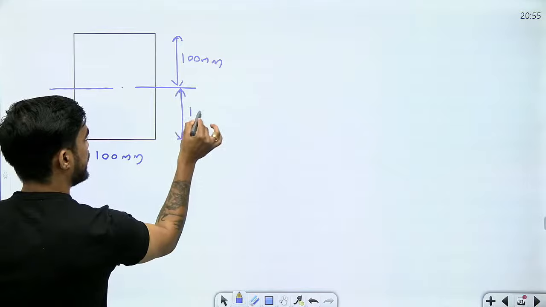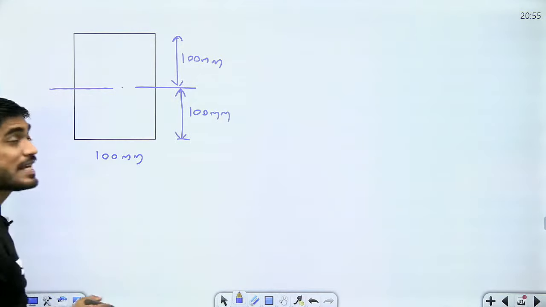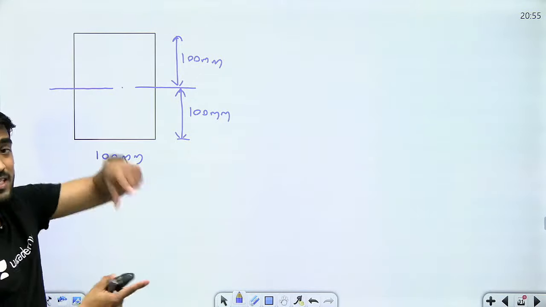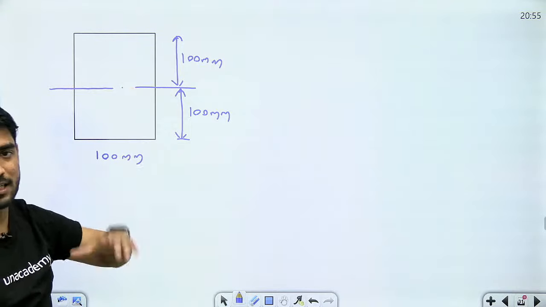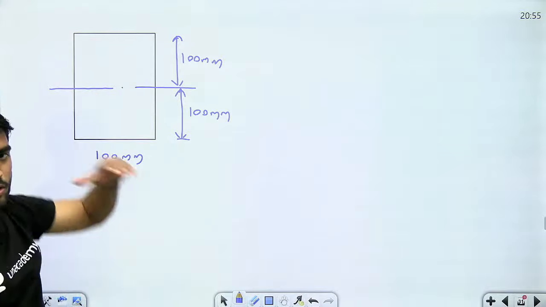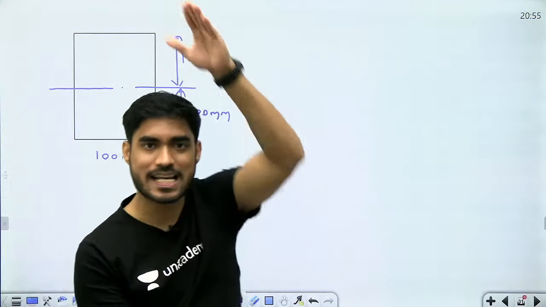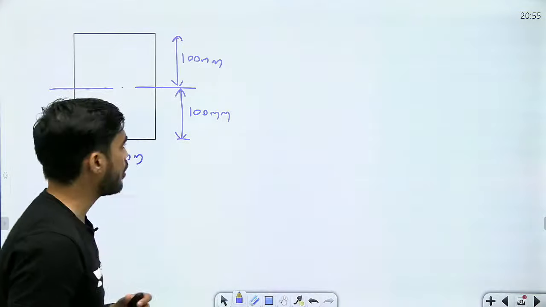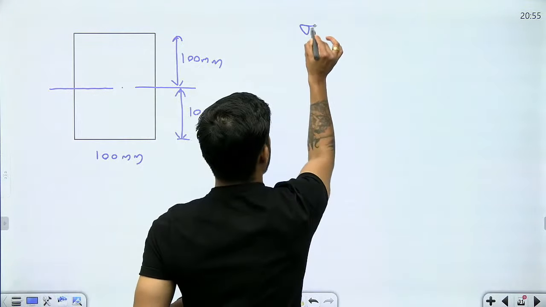Because, beta, the Z of a rectangle is bh square by 6. So if h is more, Z will be more, which means it will carry more bending moment. Strength will be more if the height is more. So if you have a rectangle, the height should be more and the width should be less. Now beta, what will be the equation we will use?